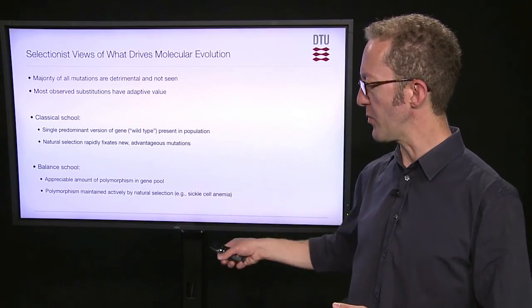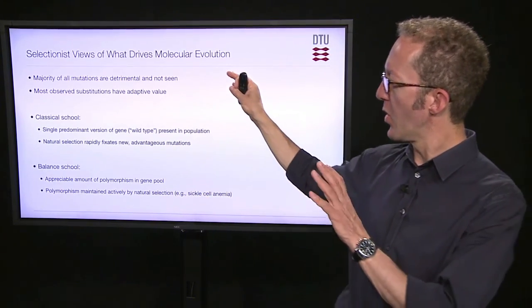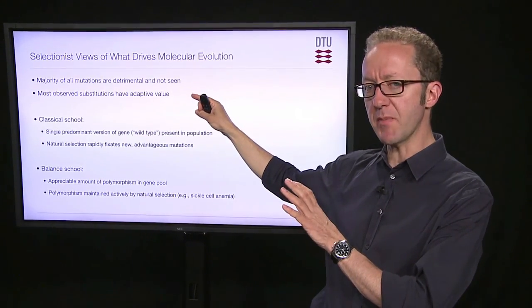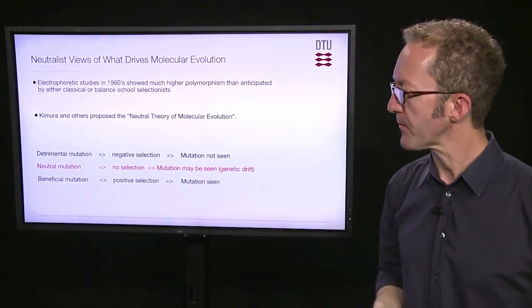There are other ways also, but conceptually it's a possibility. So these were the ideas. Most mutations were detrimental. The mutations we see have some adaptive value and have been selected for. Those were the main ideas.